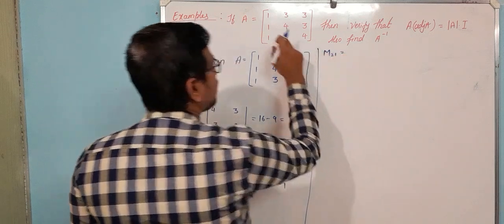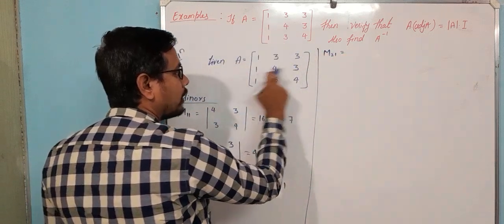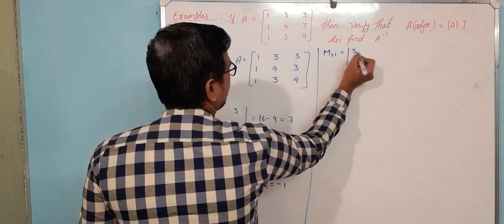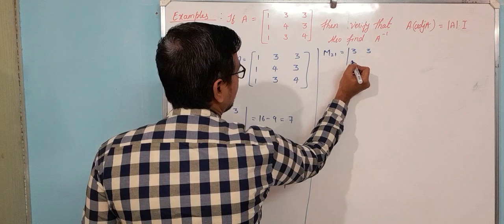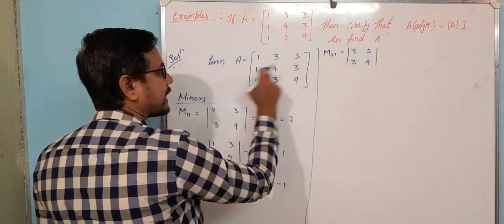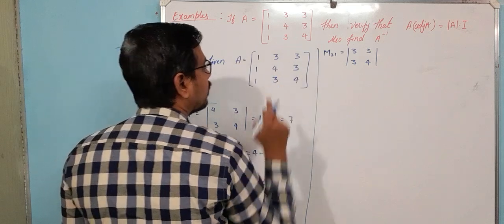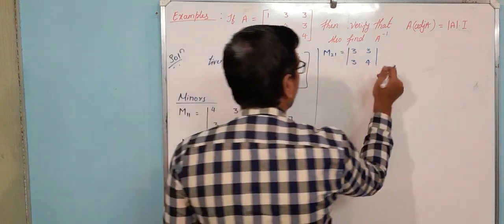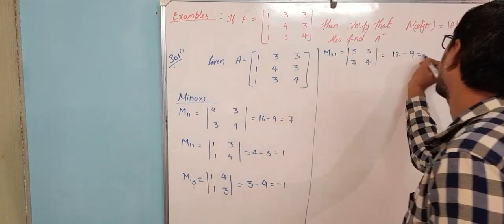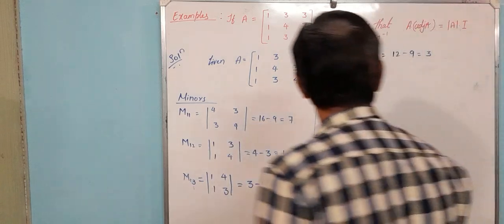Next, M21. M21 is the minor of A21. So leaving the second row and first column, what we get is 3, 3, 3, 4. So 3 into 4 is 12, 3 into 3 is 9. So what we get here is 3.